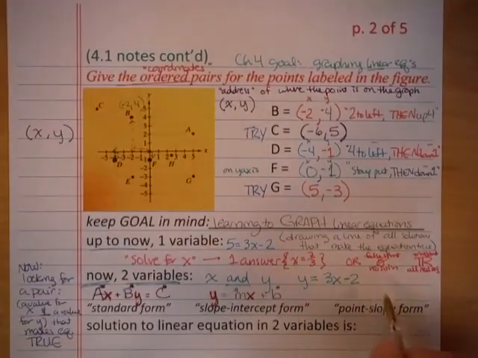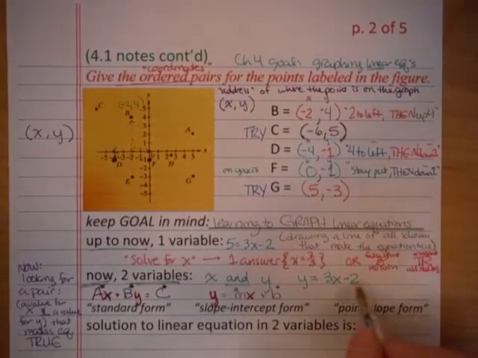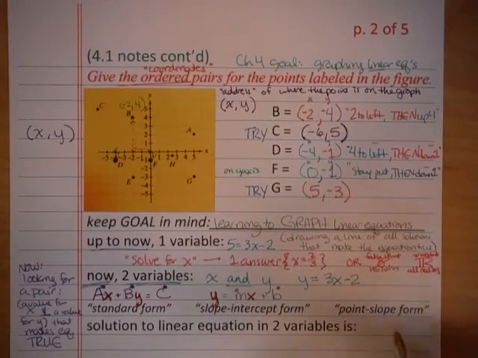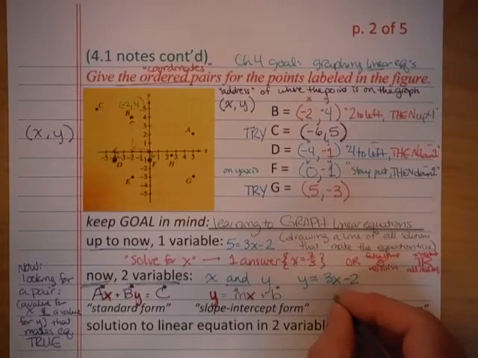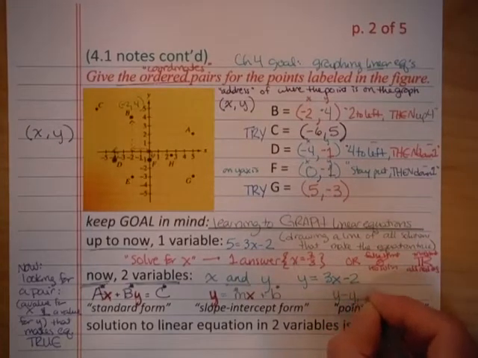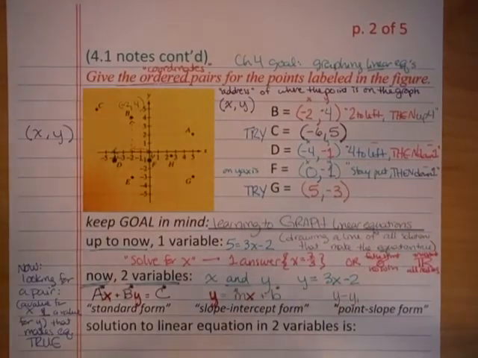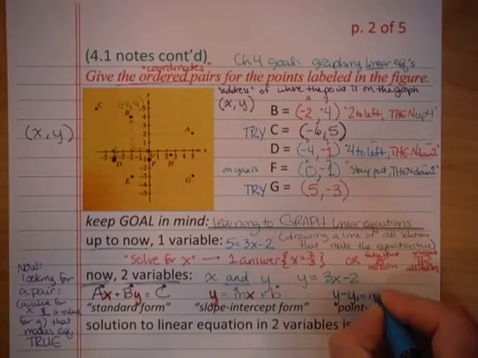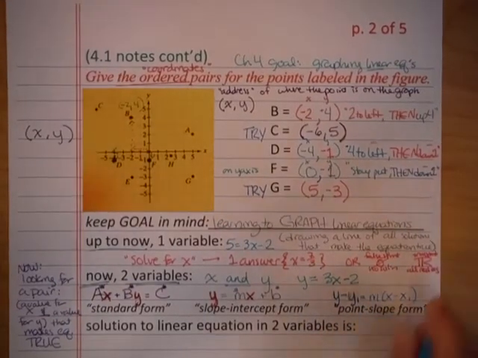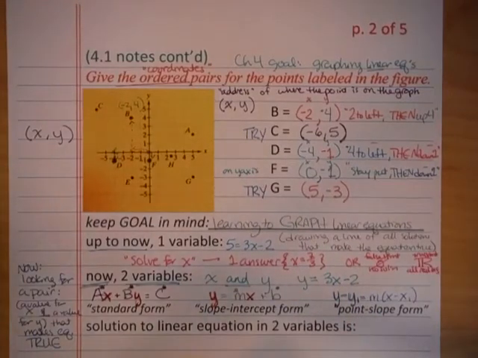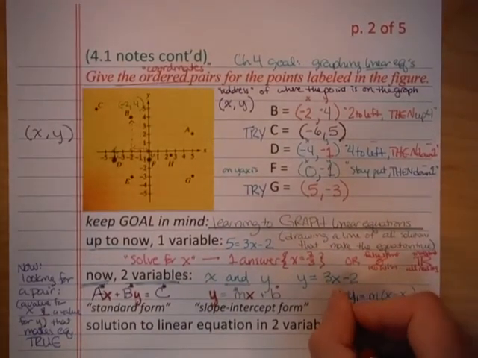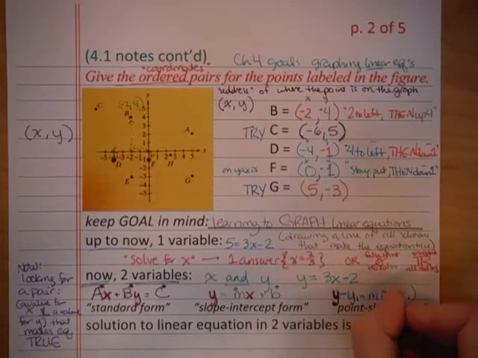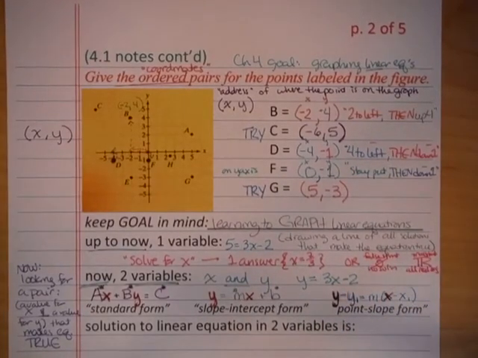Finally there's the point-slope form, and this is how we'll finish our linear equations at the end of chapter 4. It looks like this: y minus y1 is equal to m times x minus x1. Again, I'll highlight in red. You'll always see the y as a y and the x as an x, but the rest of these will be numbers.